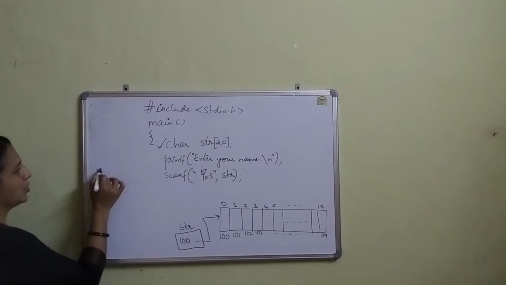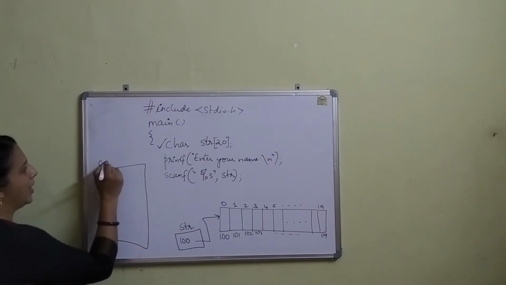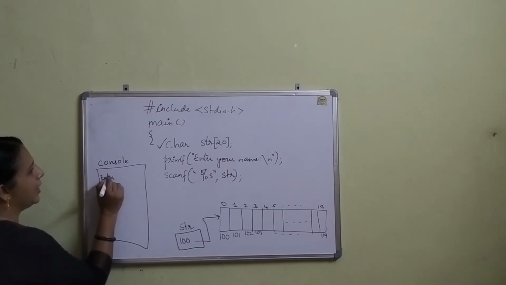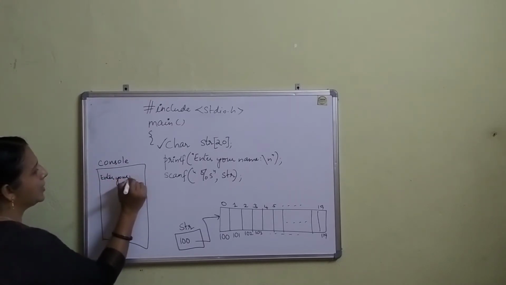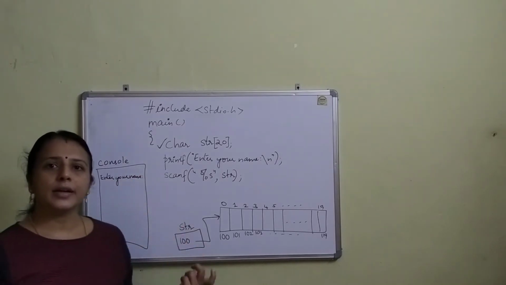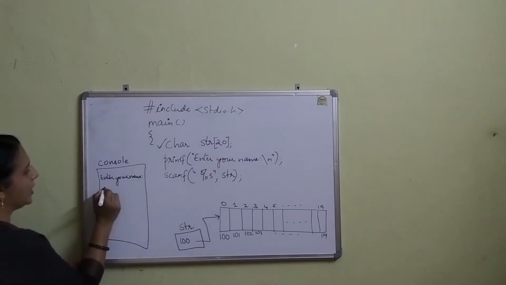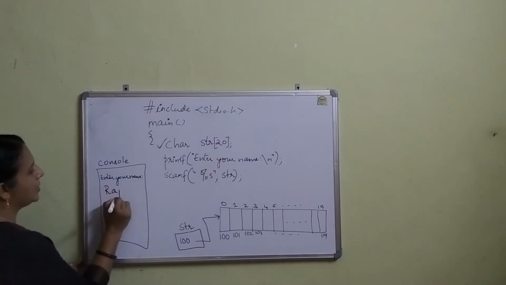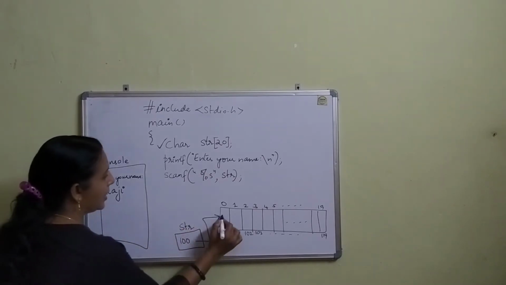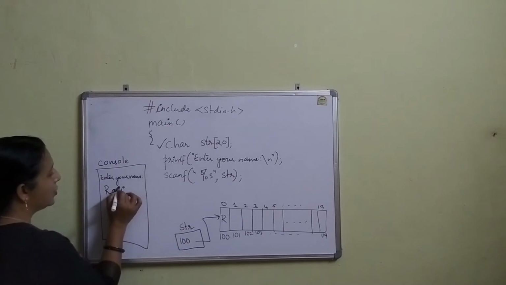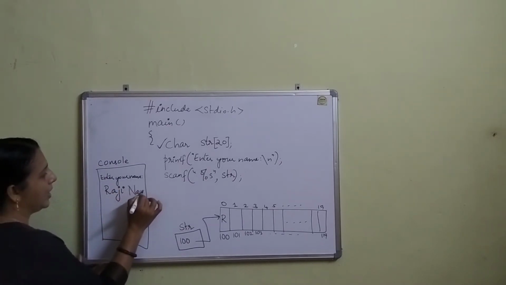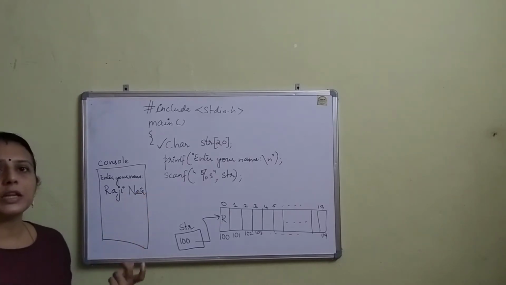suppose this is your console, and when that statement gets executed, you get a message on your screen, "Enter your name". Now the user has to provide the name. Suppose the user provides the name Raji Nair, that is Raji, then a space, then Nair. This is the name provided by the user.